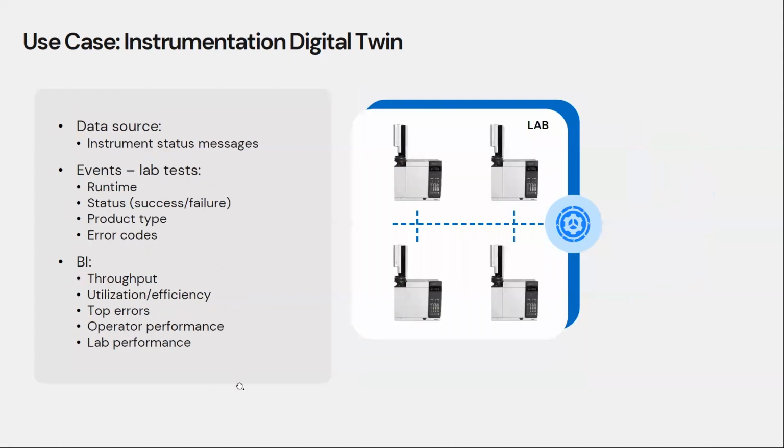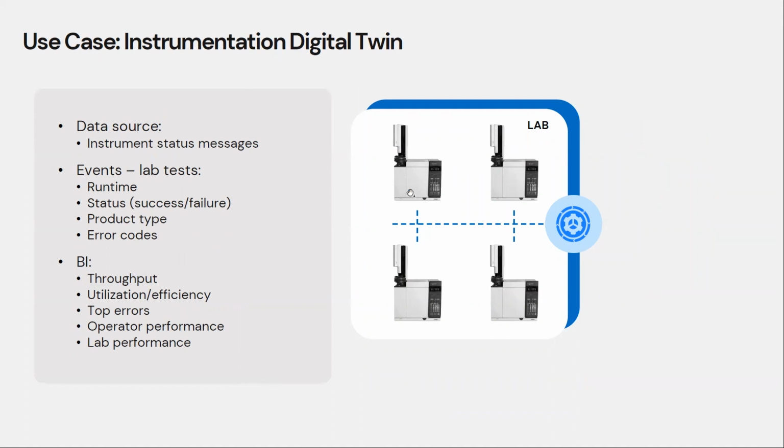So let's look at another example system, right? This is an instrumentation type of system where, say, in each lab, you can have tens or hundreds of analytical instrumentation.